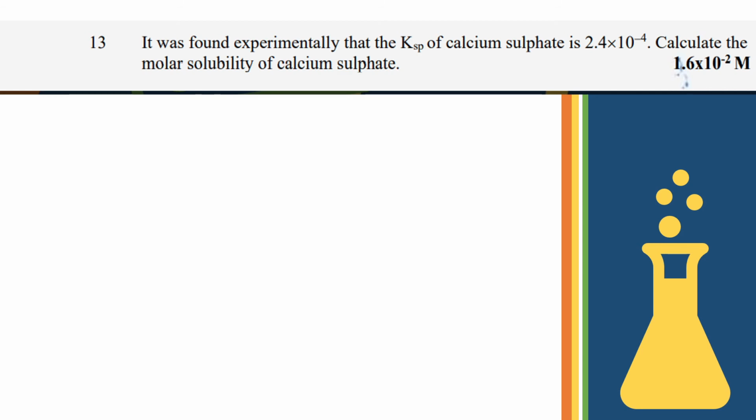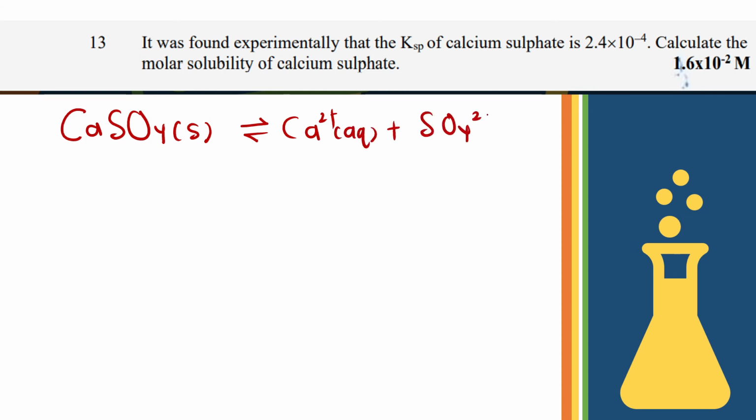Calculate the molar solubility of calcium sulfate. Jadi calcium sulfate diberi, sekarang dibagi Ksp, then dia suruh cari molar solubility. So calcium sulfate, CaSO4, because Ca 2 plus, SO4 2 minus. Jadi dia punya formula adalah CaSO4, produce Ca2 plus plus SO4 2 minus. Then this one adalah S, this one is S.